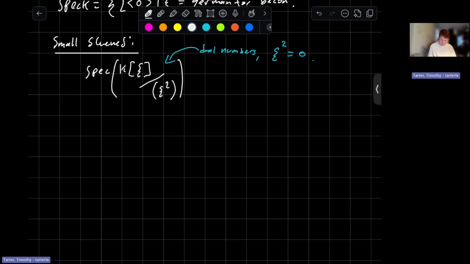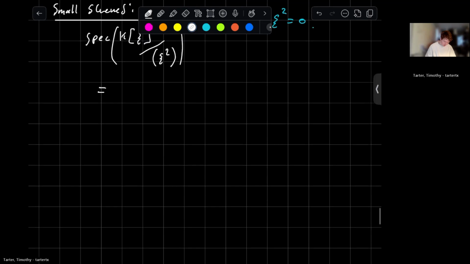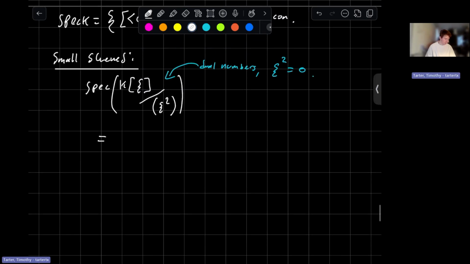And so prime ideals look like subsets of this which are generated by things that are irreducible. I need to look this up. I'm confused.